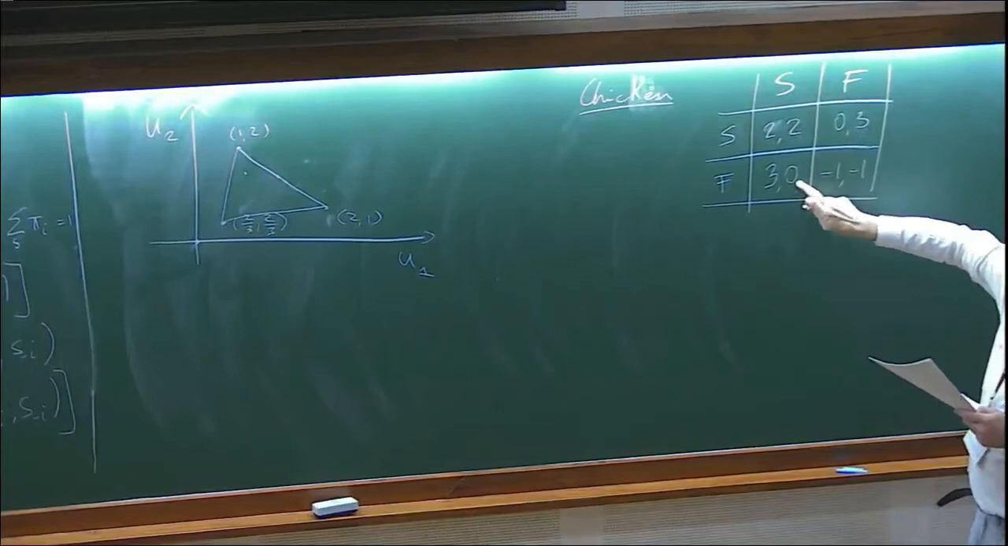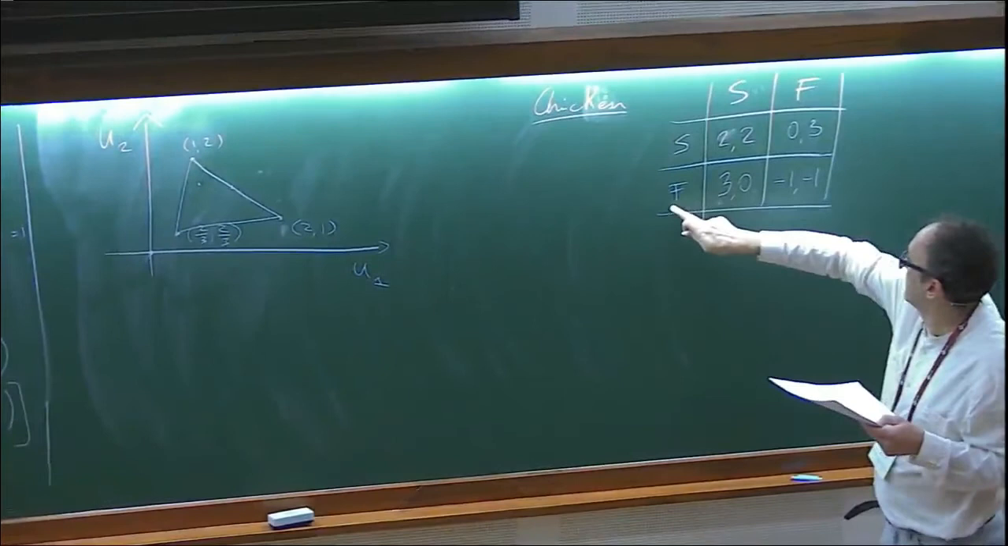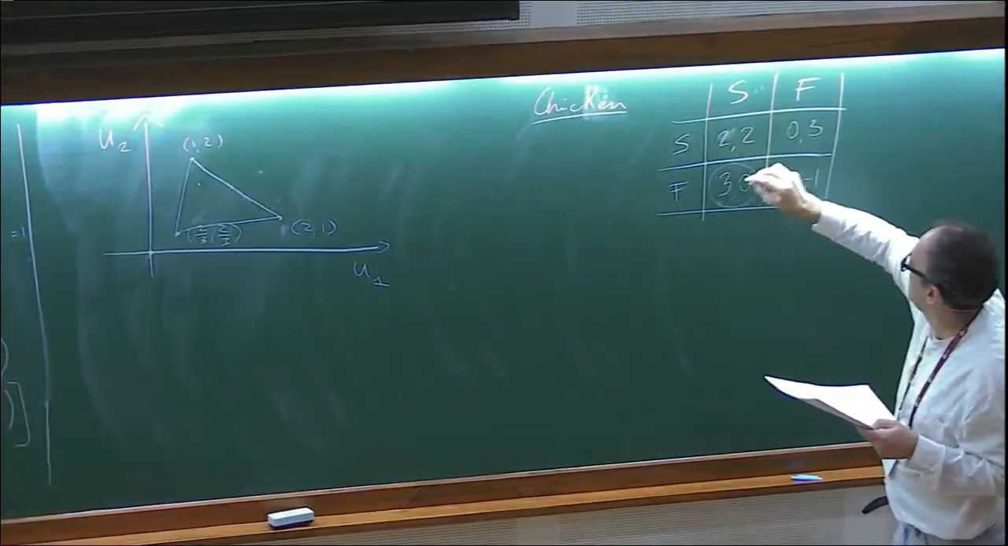One is this. So again, the best response: if this guy is playing slow, then it's S. And if this guy is playing fast, then the best response of this guy is this. So these two are Nash equilibria. And there is also a mixed strategy Nash equilibrium.